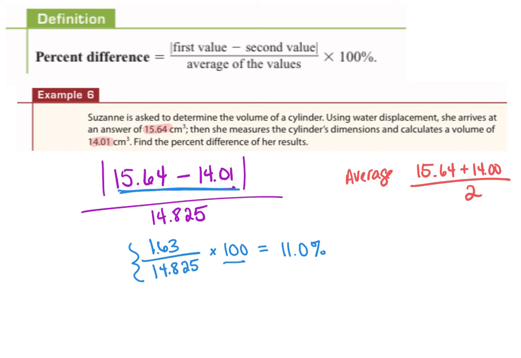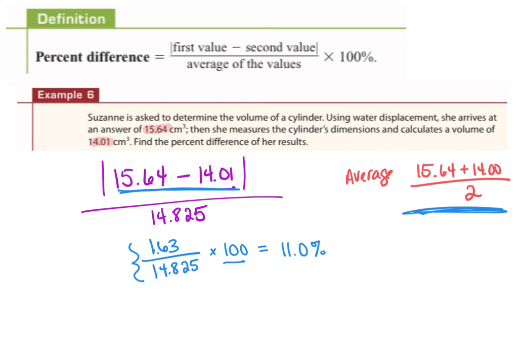All right, so the key is that you know how to find an average. The average of two numbers is just add them and divide by 2. You need to know these terms. Percent error is what you got minus what you expected, divided by what you expected. Percent difference is the difference of the two things you got divided by their average. Make sure you know those terms and the difference between them.